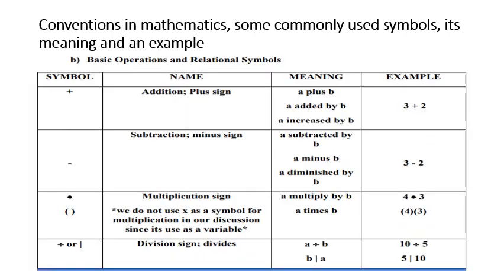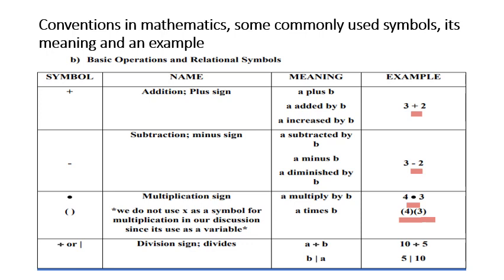Next, basic operations and relational symbols. We already know these. Probably since elementary you are familiar with the plus sign, which means addition, and the minus sign, which means subtraction. The multiplication symbol is a dot. We no longer use the x as a multiplication symbol because we use x as a variable. Only elementary students use x. You can use a dot or parentheses to denote multiplication. No more use of x for multiplication. X is a variable. It denotes the unknown.